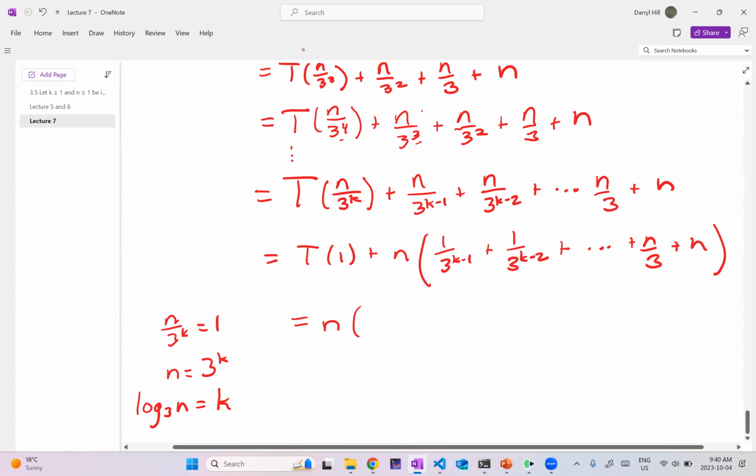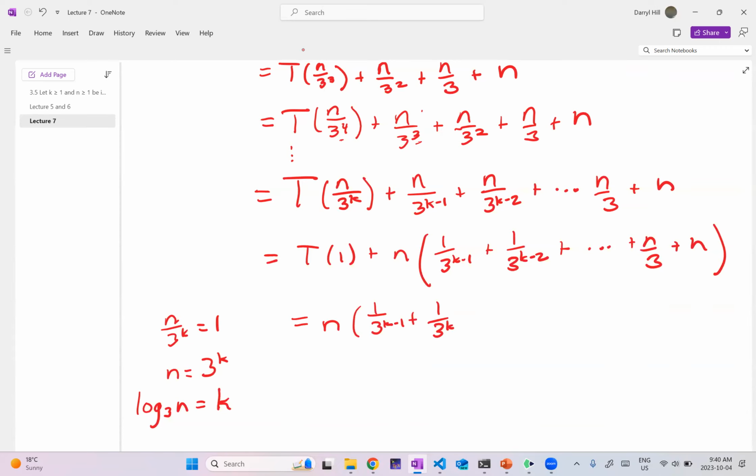So this is n times 1 over 3 to the k minus 1, 1 over 3 to the k minus 2. Whoops, this should be 1 and 1, because I took the n out as the common factor. So this is equal to n times the sum from i equals 0 to k minus 1 of 1 over 3 to the i.